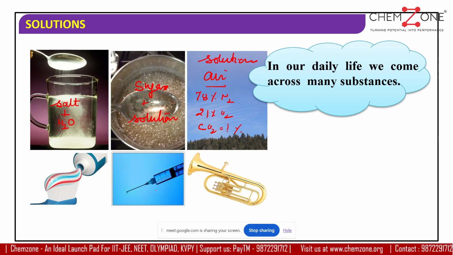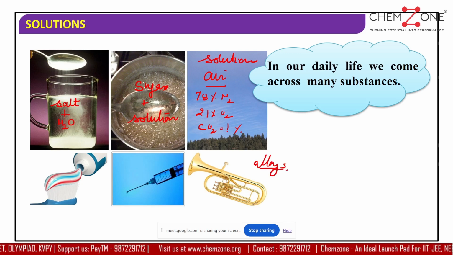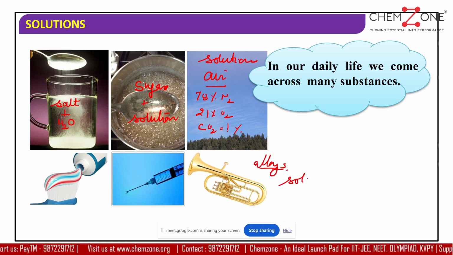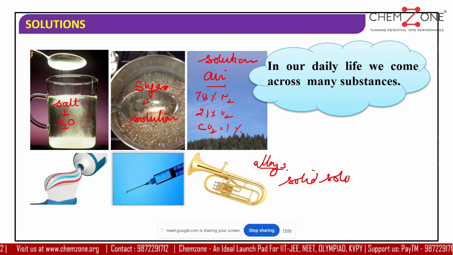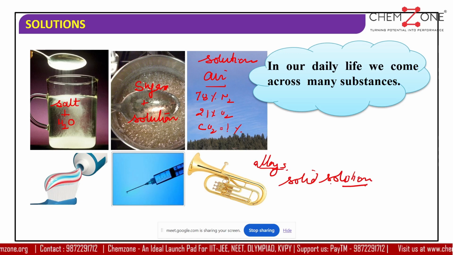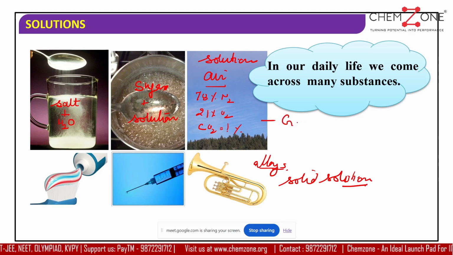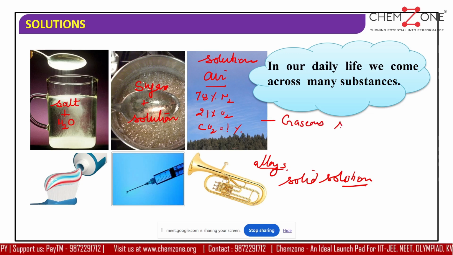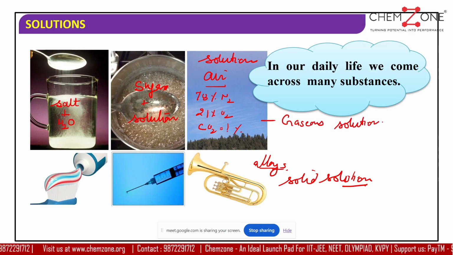Similarly, we can add toothpaste, we can have some medicine, we can have some alloy. All these alloys are also solutions. I can call it a solid solution. They appear to be like solid, but actually it is made up of two or more different components, right? So here we have a gaseous solution. Am I clear? Yes, sir.